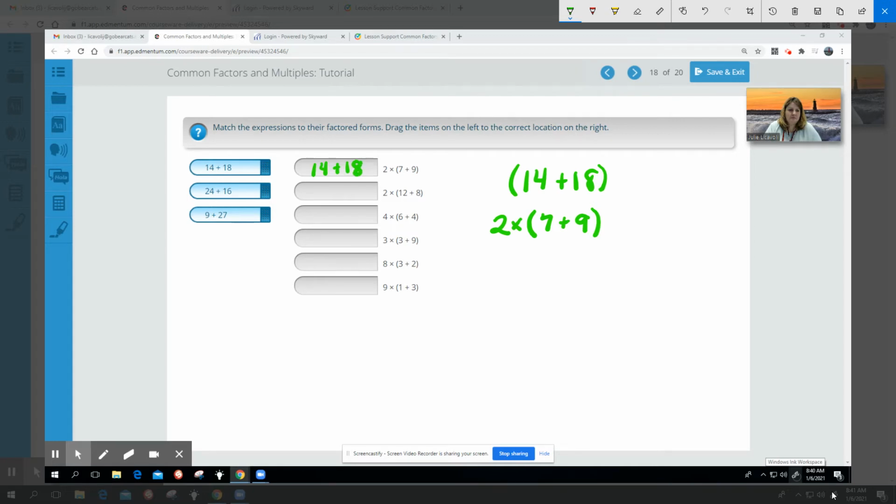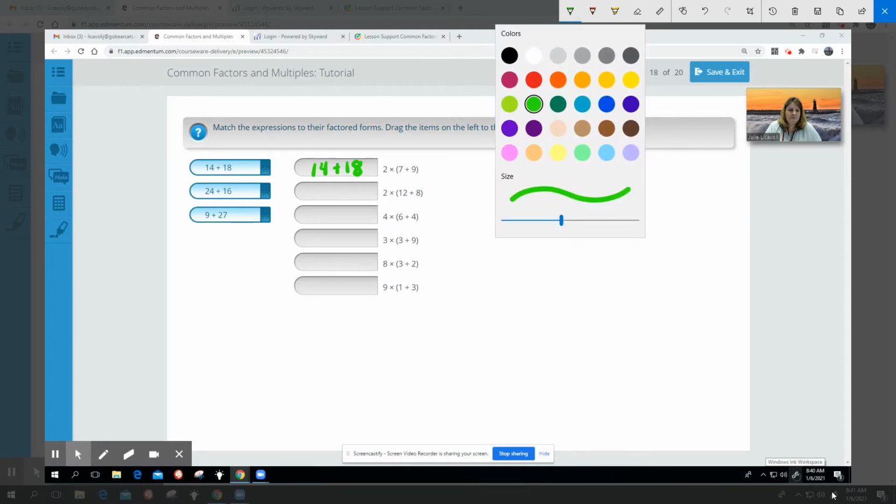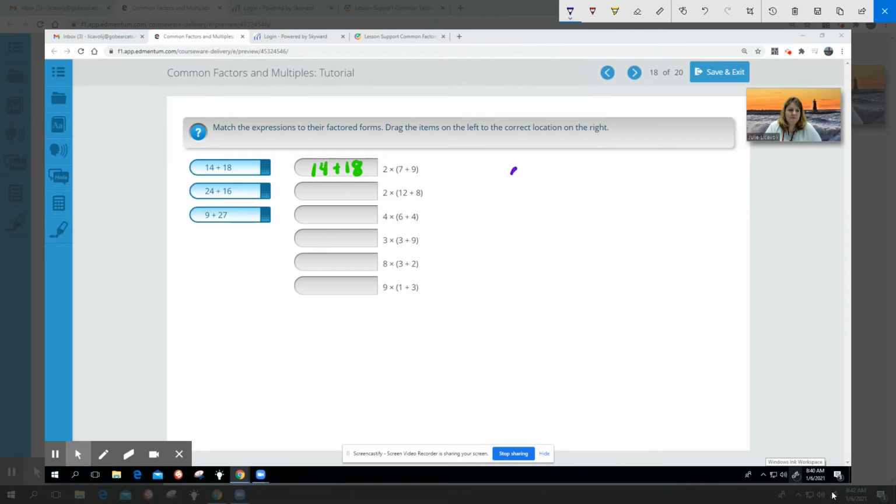Okay. I'm not seeing that 7 and 9 have any more common factors, so this very possibly might be the only one that is related to that. So now let's look at the next, 24 and 16. I'm going to change the color here. Okay, so we have 24 plus 16.